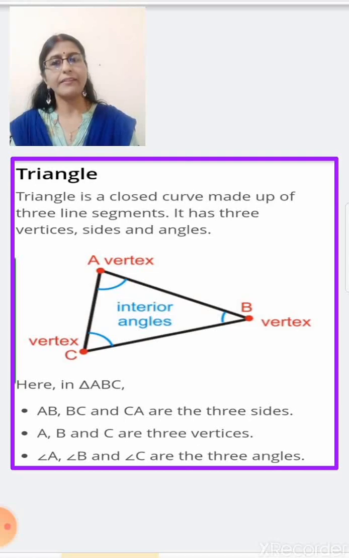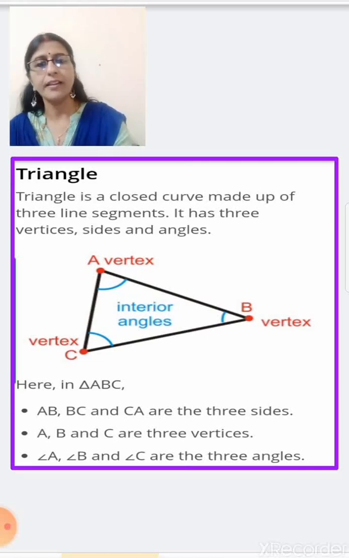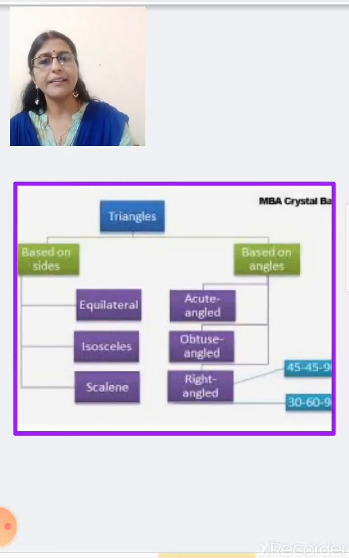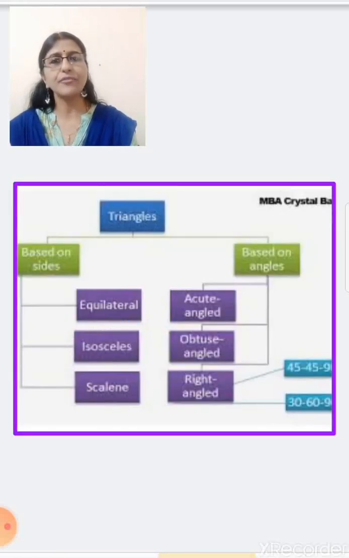This is the way we write all the elements of a triangle. AB, BC and CA are the 3 sides of the triangle. Now while writing triangle, we use a symbol of a small triangle, which is called delta, which is a Greek letter. Now we will see what are the types of triangles.